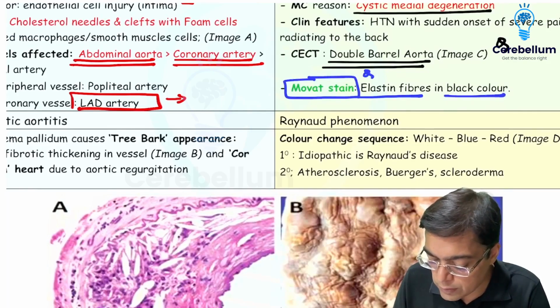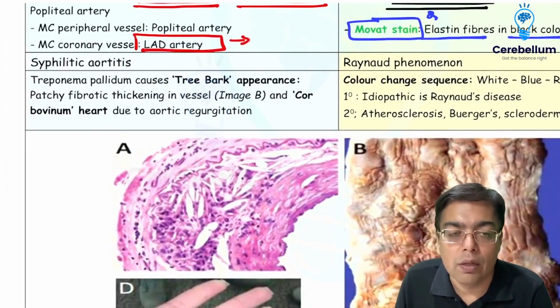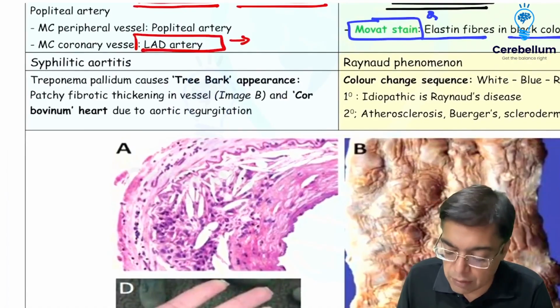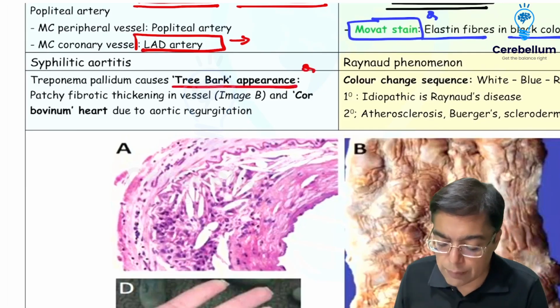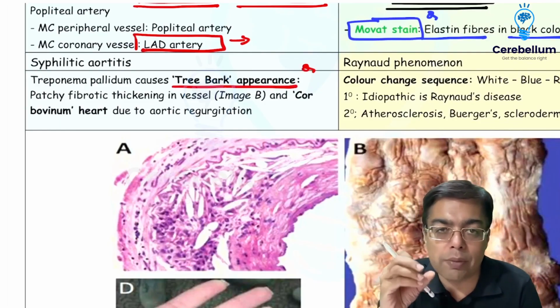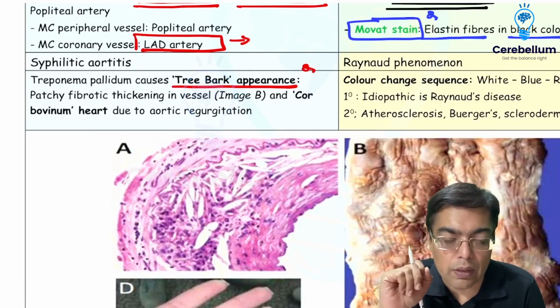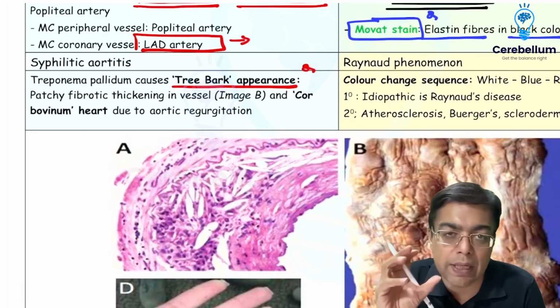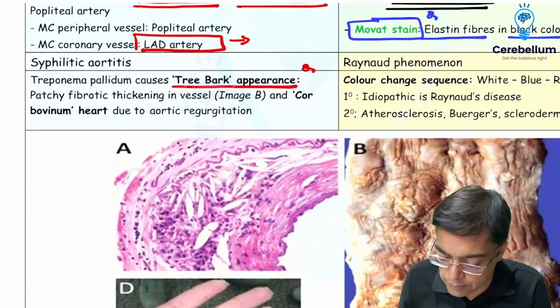Movat stain, right? With respect to syphilitic aortitis, thankfully, which has become very, very rare, we are having better treatment and better awareness amongst people as well. This is going to be associated with Treponema pallidum causing involvement of the vessel, which is given the name of tree bark appearance, primarily because of patchy fibrosis. And if there is syphilitic involvement, it can result in development of aortic regurgitation. If there is aortic regurgitation, the size of the heart is going to increase. That's what is given the name of cor bovinum. Cor bovinum is what is going to be seen.